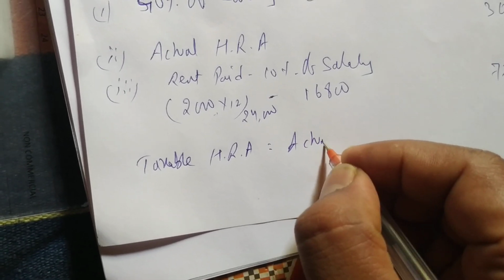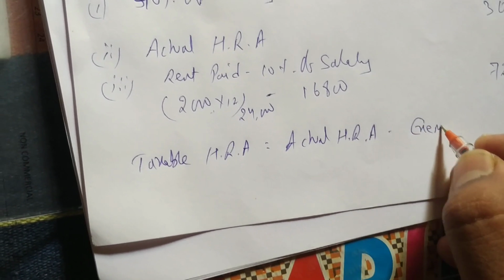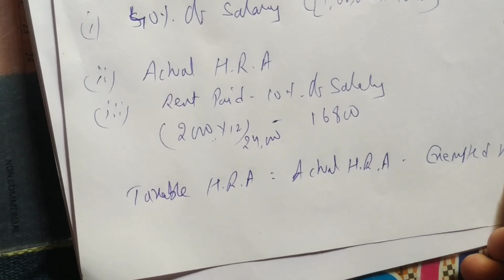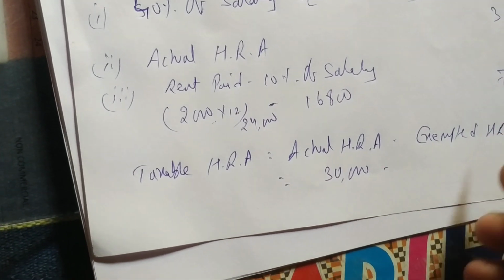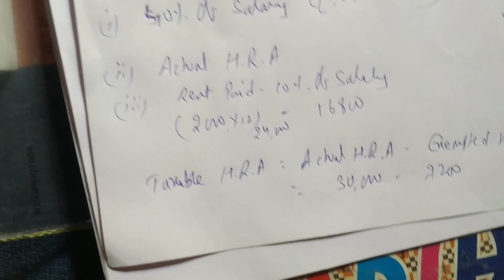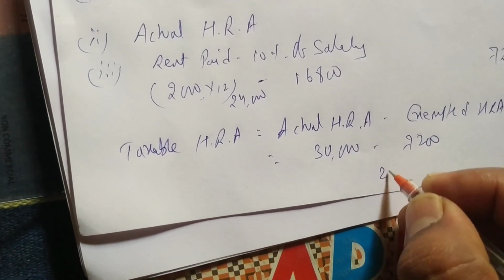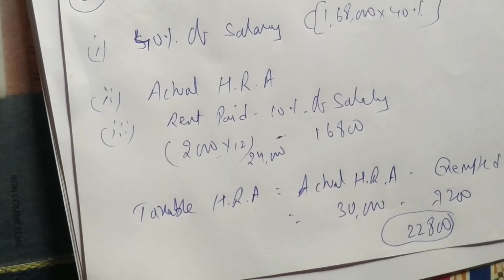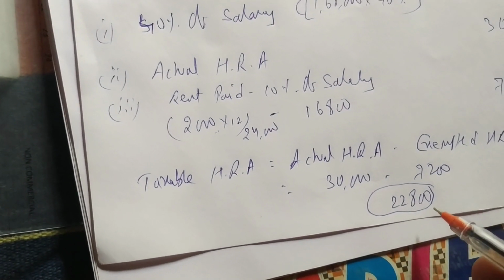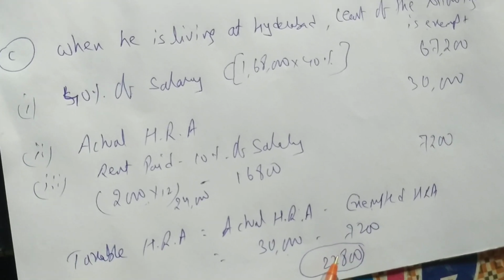Actual HRA minus exempted HRA, you have to do. Actual is 10,000, minus exempted is how much? 7,200. We get 22,800 as taxable HRA. So this much is taxable. 30,000 is actual HRA, from that exempt is 7,200. So taxable is how much? 22,800 is taxable.